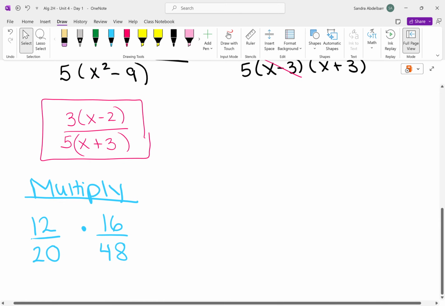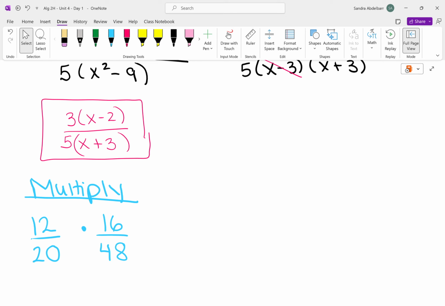Can you leave it as 3 parentheses x minus 2 over 5 parentheses x plus 3, or do you have to fully multiply it out? So I said I'd accept either one. Either answer that you write, I would accept.